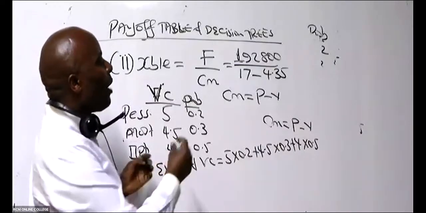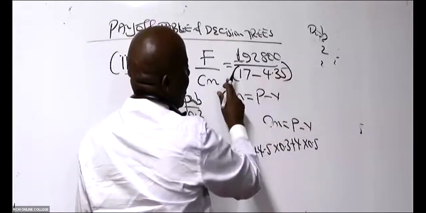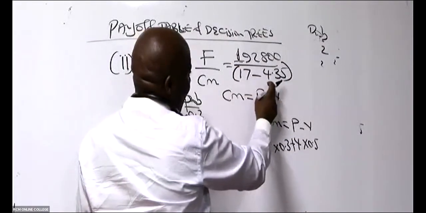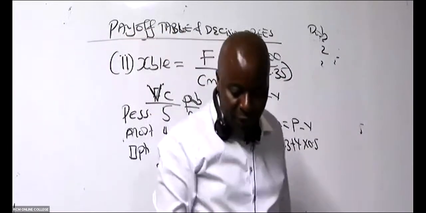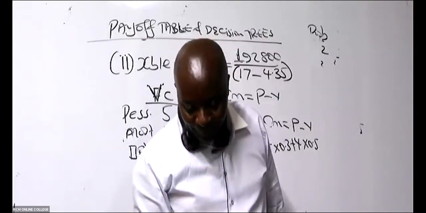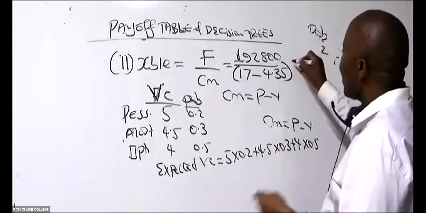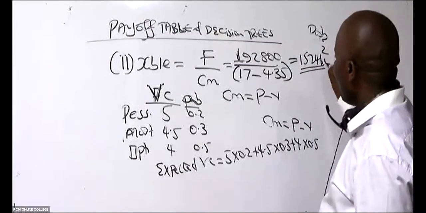So then you'll be able to take your calculator. You say this divided by this, minus this divided by open bracket, 17 minus 4.35, you close. Then you say equals. So what figure are we getting here, ladies and gentlemen? 15,241, right? Try to give us answers. 15,241 units, isn't it?